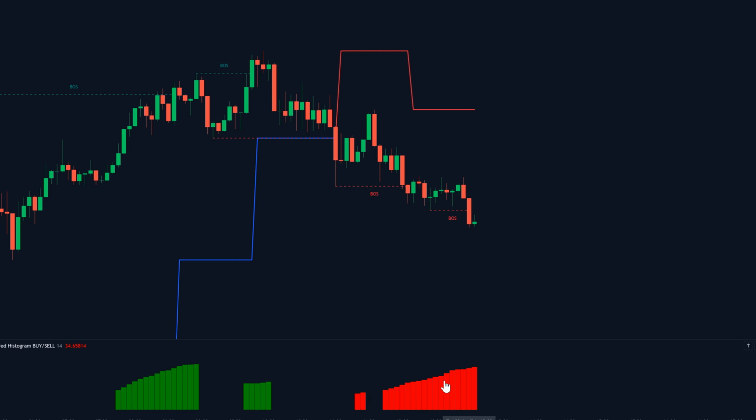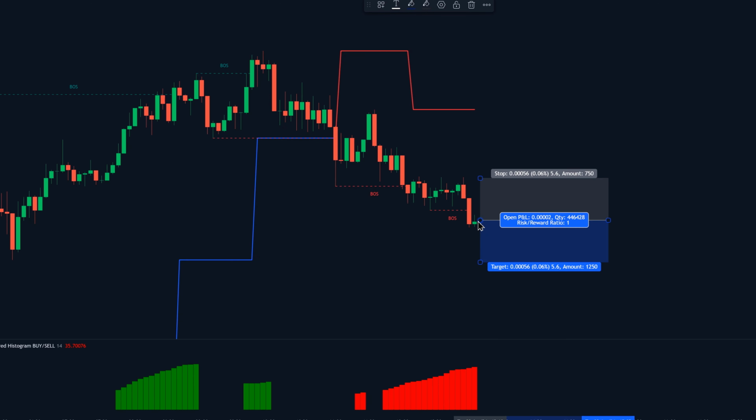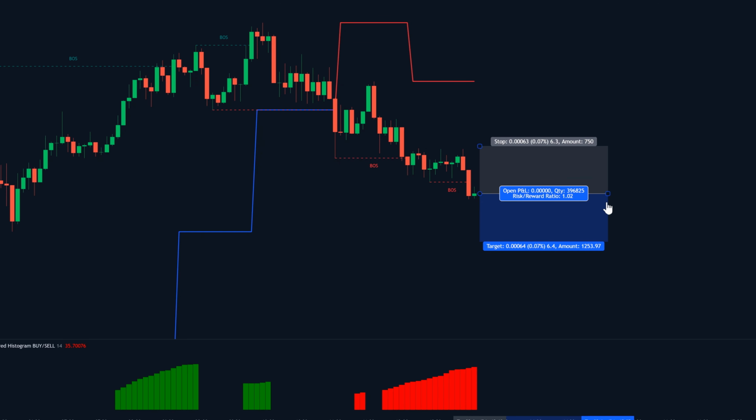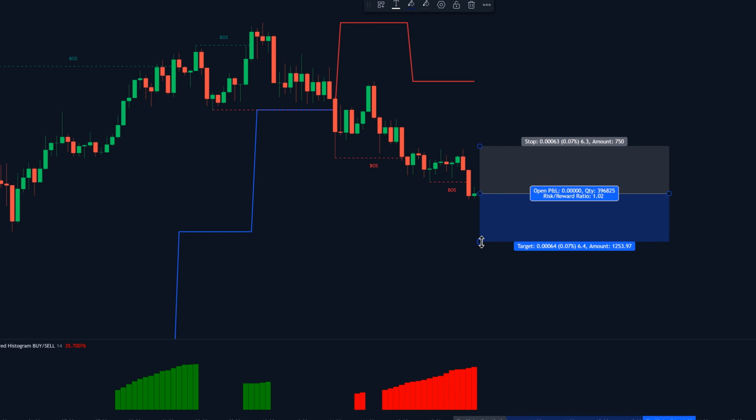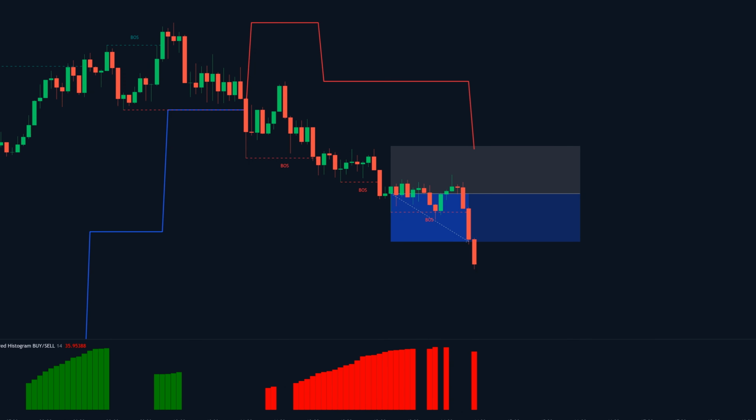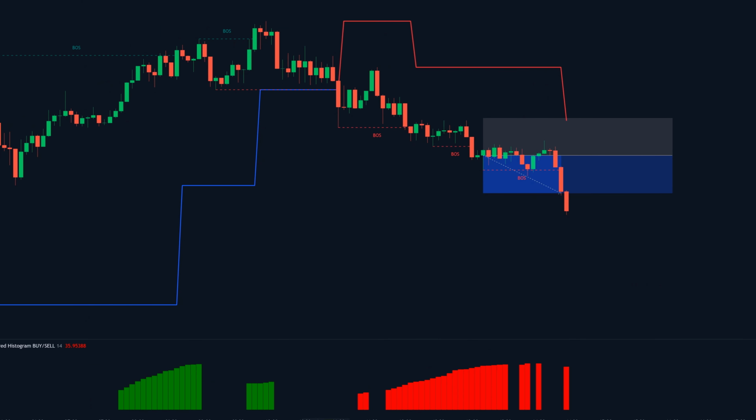As you can see, the second condition was also satisfied, so we enter a short position. The stop loss is going to go right above the most recent swing high. And then for the take profit, we target a risk-reward ratio of 1 to 1, letting the trade run and take profit. In summary, this strategy is super effective.